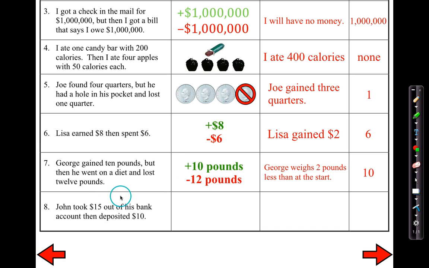Now, last one, number 8. John took out $15 out of his bank account, then deposited 10. So if you take out 15, that's negative, but you deposit 10, that's positive, then you're going to end up with a net of losing a total of 5. So he has $5 less than where he started from. So how many zero pairs were there? Well, there was 10 positives and 10 negatives that we were able to pair up to make 0, so I would say there's a total of 10.